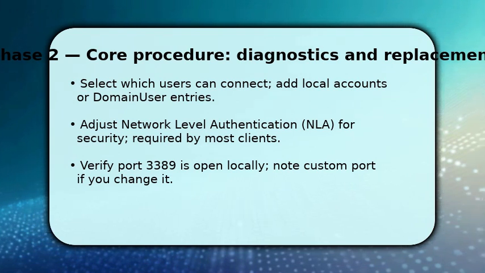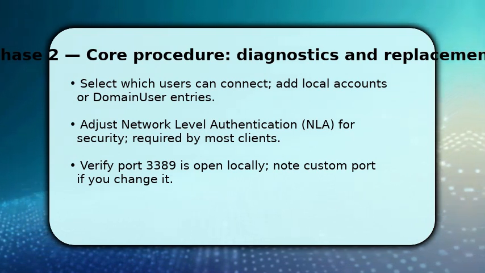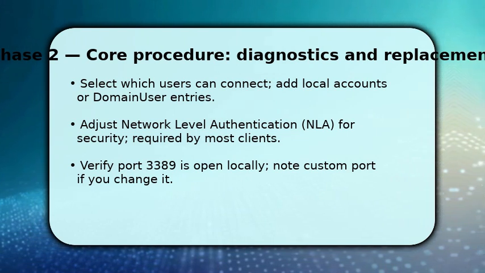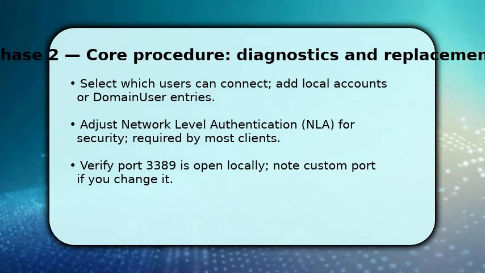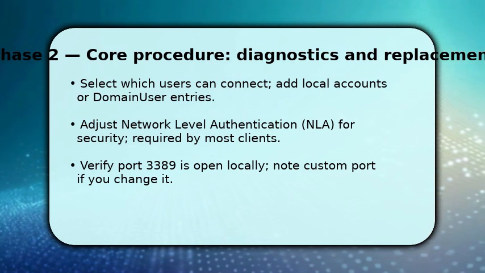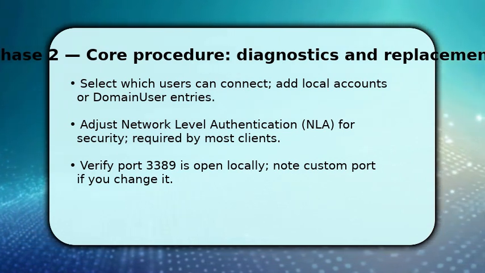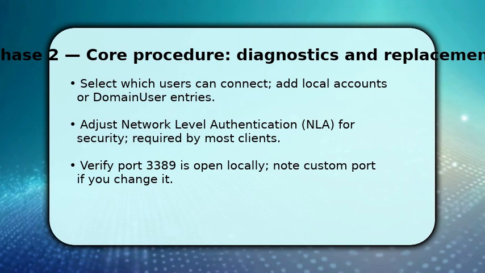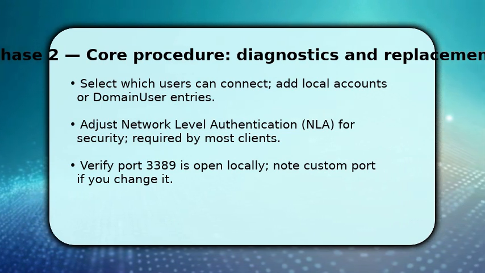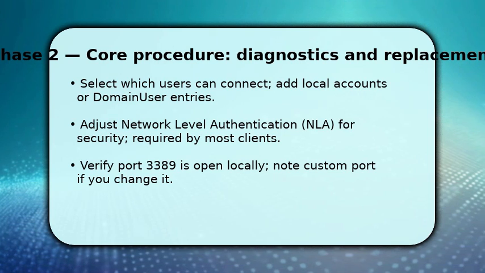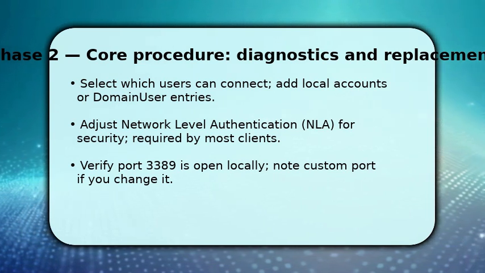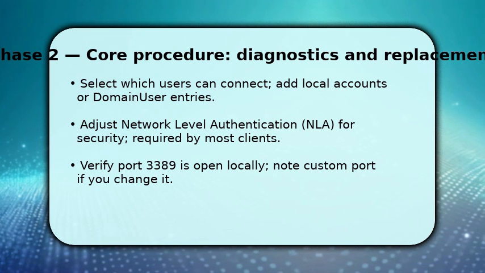If you must change the default port 3389, edit the registry at HKLM/SYSTEM/CurrentControlSet/Control/Terminal Server/WinStations/RDP-Tcp, but be careful. Changing ports requires matching rules in the firewall. Confirm your chosen port and user list before testing a connection.